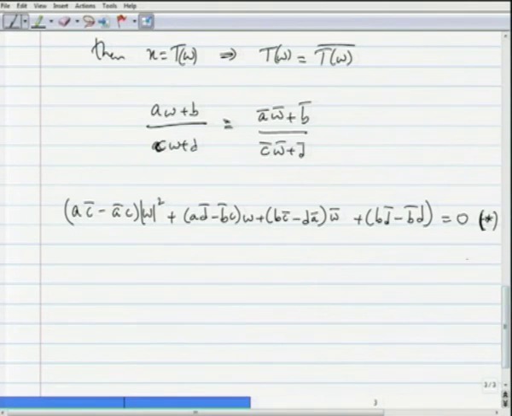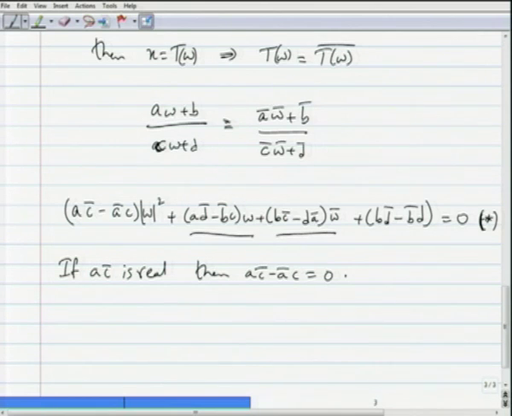So, firstly, there are two cases to consider. If A C bar is real, this is the first case, then A C bar will be equal to A bar C. It will be equal to its own conjugate. So in this case, A C bar minus A bar C is equal to 0. So, this coefficient here is going to be 0. In this event, we observe that we have conjugates here. One is the conjugate of the other, two terms which are conjugate to each other.